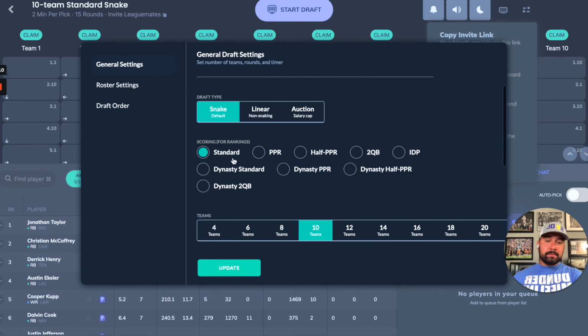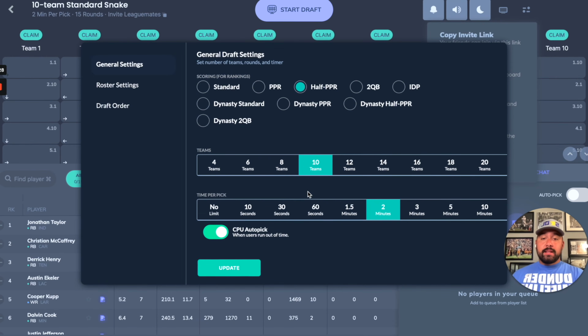PPR, points per reception. Standard means there's no value per reception. Those are old school leagues. Get out of it if you can. But yeah, PPR is 1 full point per reception. That's this one. And then you have half point PPR. This is pretty standard, so I'm going to choose this.